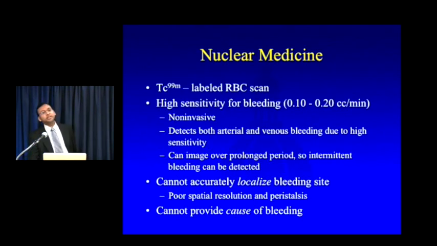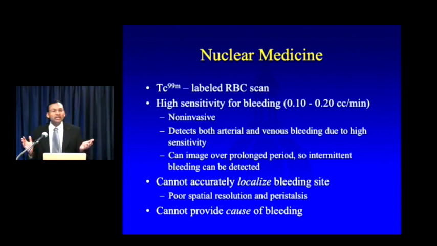Now, what about a radiology study? Nuclear medicine, technetium 99m labeled RBC scan. Now, this is what we were all taught was the best radiology study, right? Very sensitive, can detect bleeding as low as about 0.1 cc per minute, non-invasive. You can scan over time, which allows you to detect slower bleeds or intermittent bleeds. And it is very sensitive for both arterial and venous sources of bleeding. Now, I'm not going to argue with any of that. It is a good study.